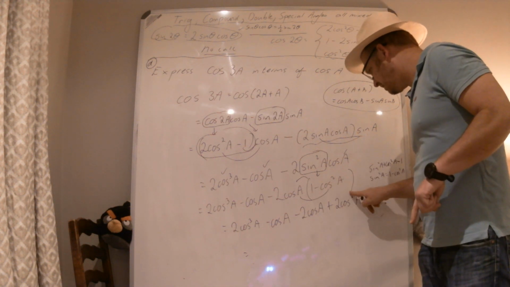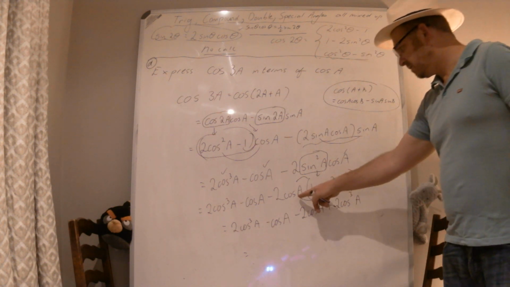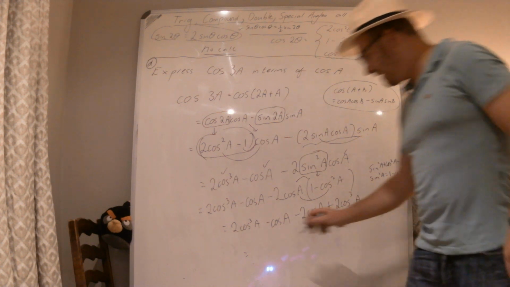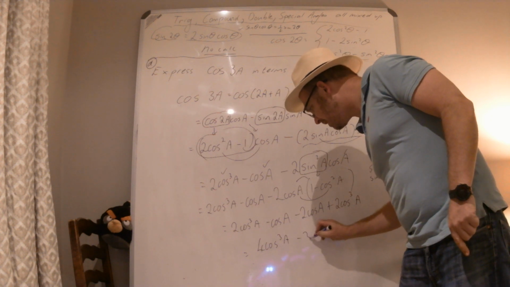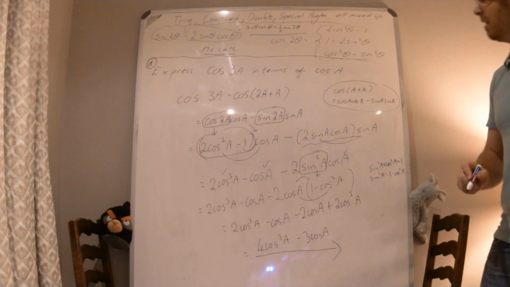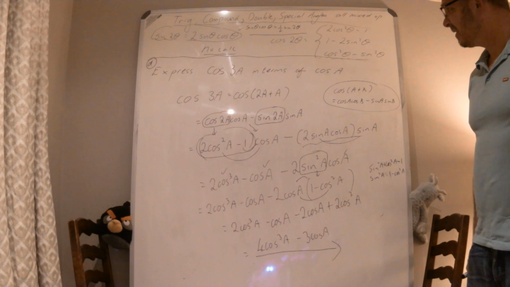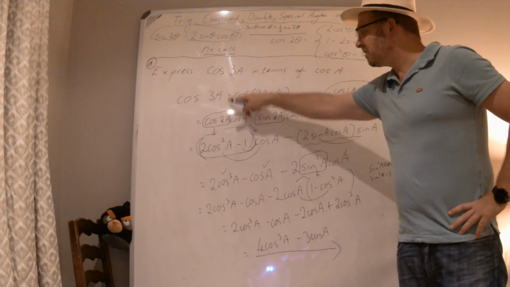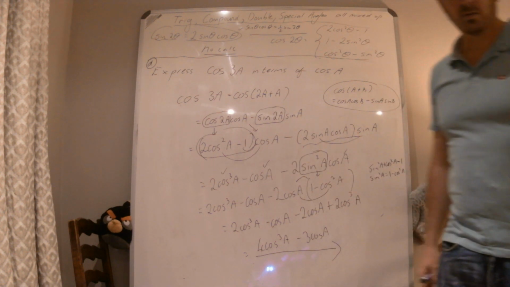Cos a times that is cos cubed. Negative 2 cos a times negative cos squared a is positive 2 cos cubed a, and add like terms, and I get 4 cos cubed a minus 3 cos a, and that is exactly what Tiasha and Bianca got. Nice sum. You've got to change the 3a into a, using a combination of formulas.